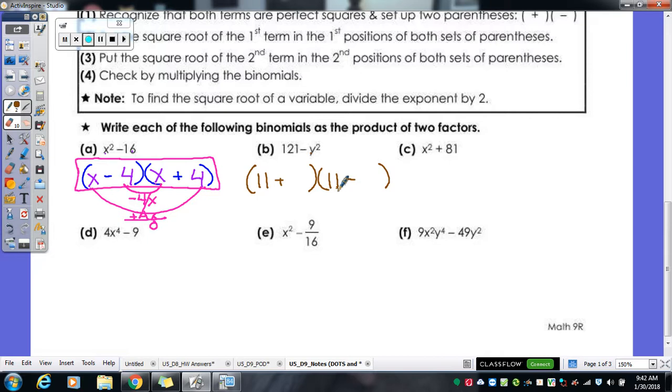And then what multiplies to give us y squared? Y times y. So then again, our little smile, big smile check. I'd have a positive 11y, a negative 11y. So that gives us a 0. That means we did it correctly.